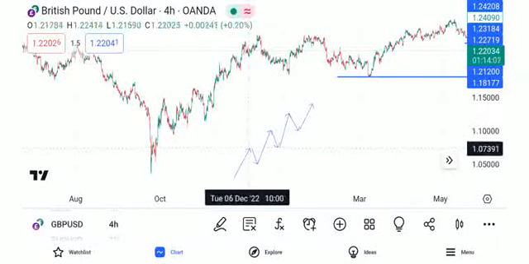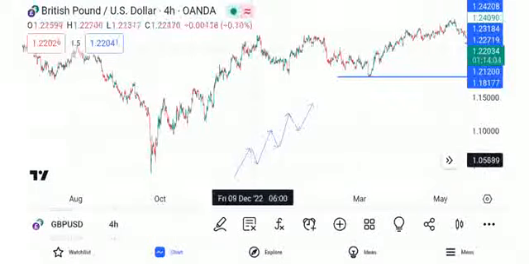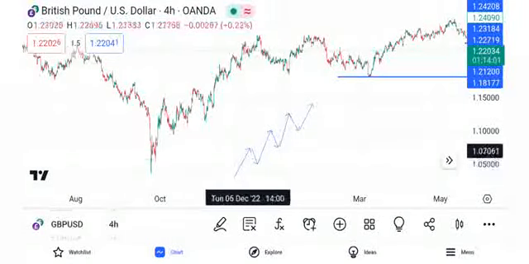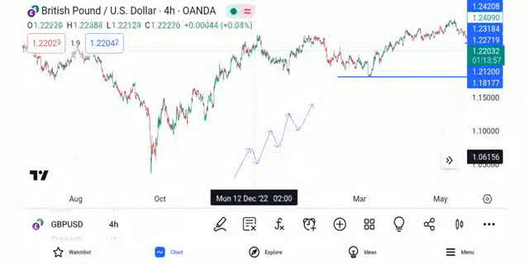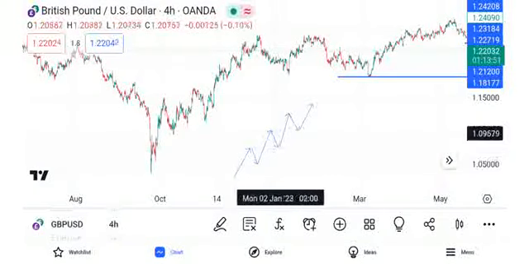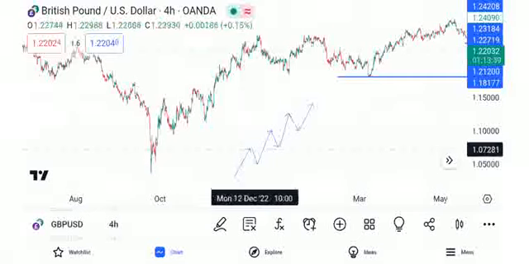Now it makes a pullback. This pullback won't last. It's just a corrective move. When the market has been trending higher for so long, it just needs to take a break. That's when it makes this pullback. And for it to continue trending up, it has to break this higher high here.